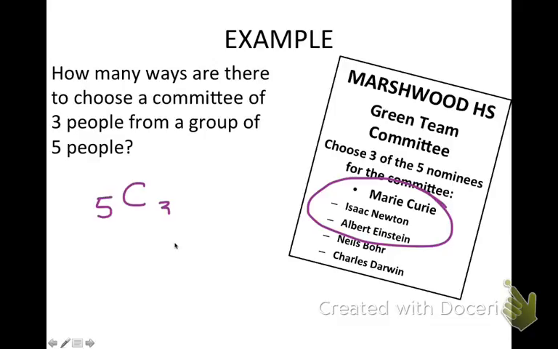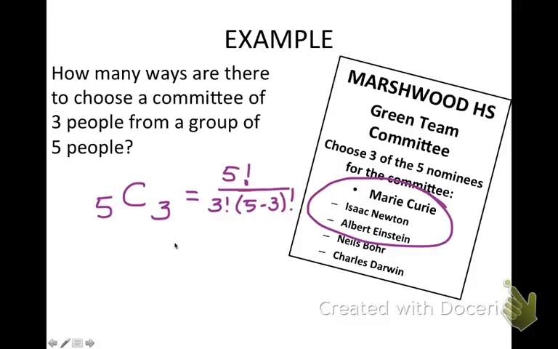5 combination 3. Which gets us 5 factorial divided by 3 factorial times 2 factorial. Now be careful. Does it matter which one we get rid of, the 2 or the 3, or does it have to be the one that's in parentheses? Because in parentheses is the n minus r. So I should be showing that step. It's really 5 minus 3 factorial to get to the 2.